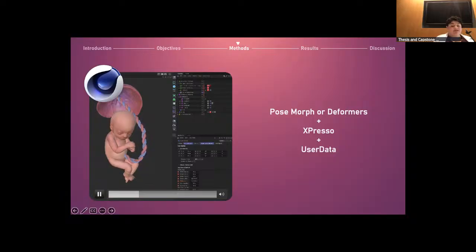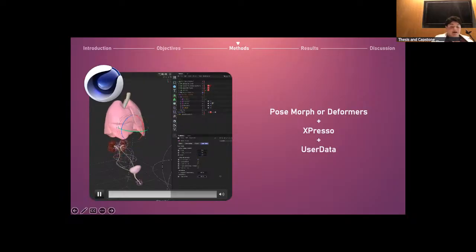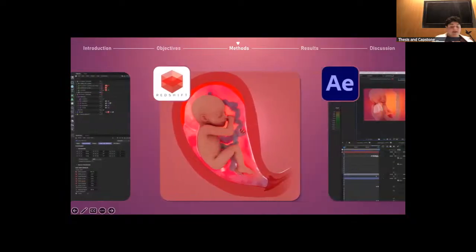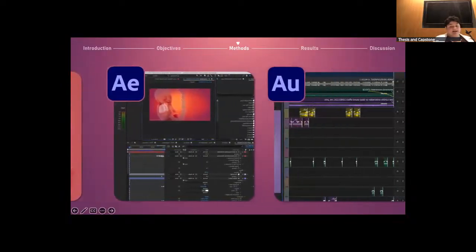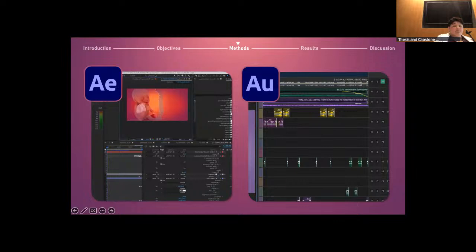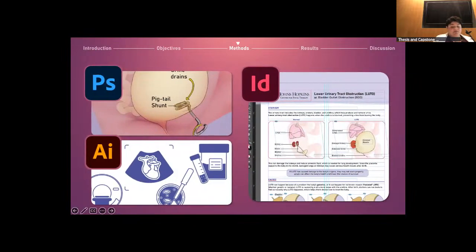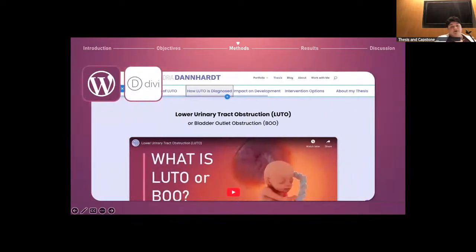Within Cinema 4D, I mainly animated using pose morphs and deformers controlled via Xpresso nodes and user data. I then rendered these in Redshift, composited them in After Effects, and did audio compositing in Audition. From there, I repurposed my assets to create other materials in Photoshop and Illustrator and used those to produce a printed handout in InDesign and built a WordPress website using Divi.